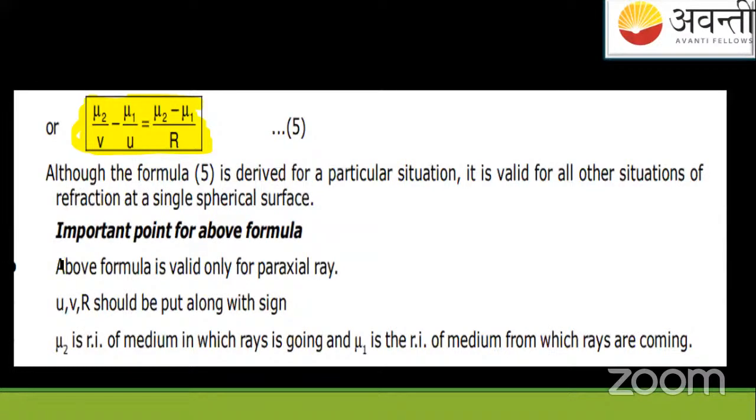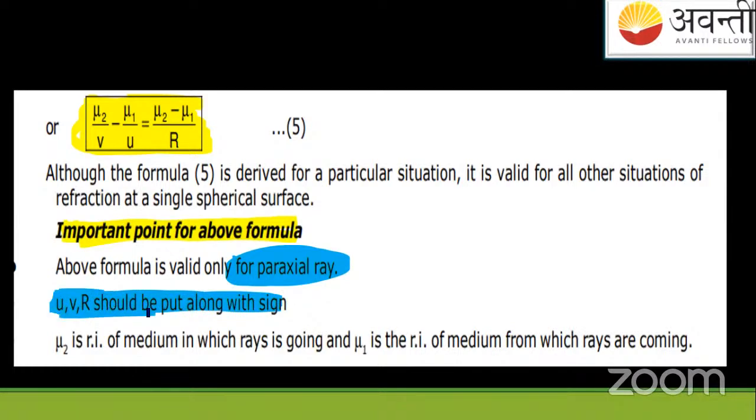So write the key points also. I'm highlighting them. These are important points for using the above formula. This formula is valid for paraxial rays. What does paraxial ray mean? Paraxial rays are the rays which are near to the axis, having a small angle. U, V and R you have to put with the sign here. Okay?